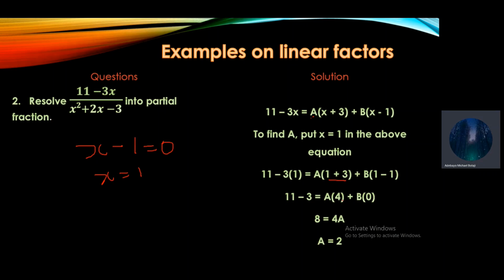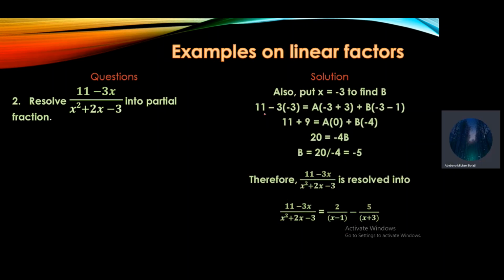11 minus 3 is 8. 4 times a is 4a. 0 times b is 0, which cancels out, right? So 4a equals 8, and we are finding our a. If we divide both sides by 4, 4 cancels 4, a is equal to 2, right? Okay. Finding our b.